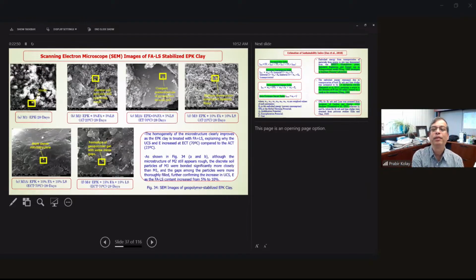So these are some pictures, micrographs of fly ash versus lime sludge. And you see for EPK clay, only 28 days, nothing. There are a lot of voids, but with this different type of stabilizer, we can see that the reaction is better, with less void and more condensed samples because of these different mineral forms and because of the geopolymer.